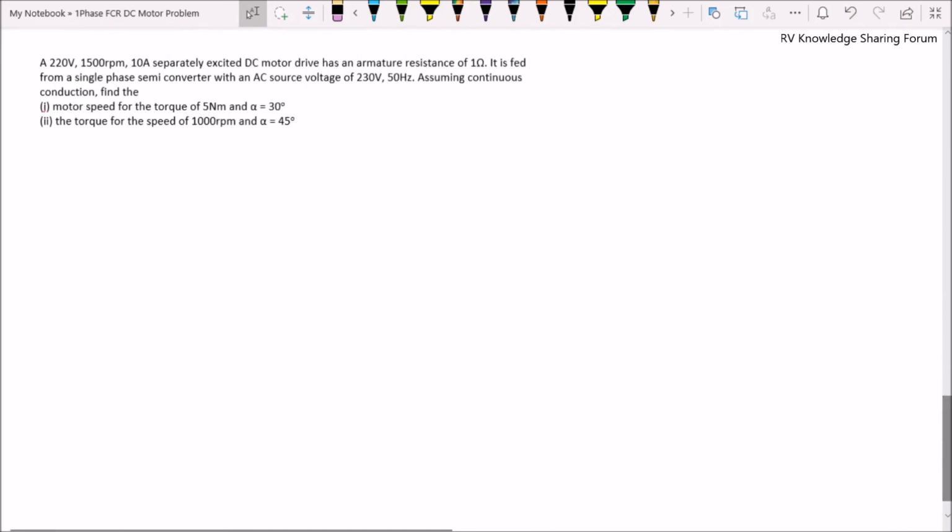So this is our next problem, which is on a single phase semi converter. Let me read the problem. A 220 volt, 1500 rpm, 10 amps, separately excited DC motor has an armature resistance of 1 ohm, which is fed from a single phase semi converter with an AC source voltage of 230 volt, 50 hertz. Conduction is continuous conduction. We have to find the motor speed where the torque is 5 Newton meters and firing angle is 30 degrees. The second one is, we have to find the torque where the speed is 1000 rpm and the firing angle alpha is equal to 45 degrees.